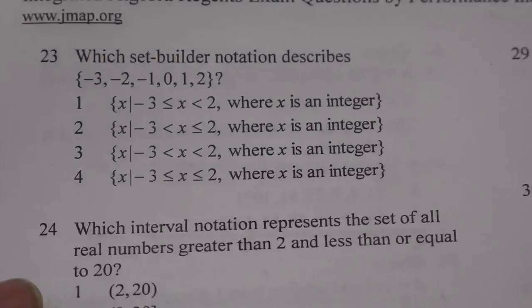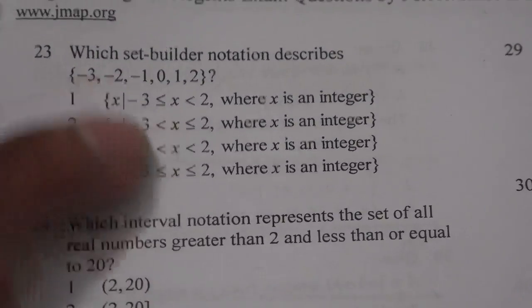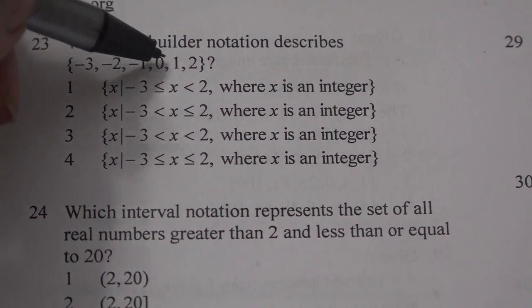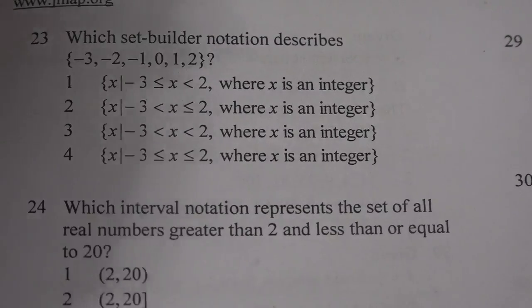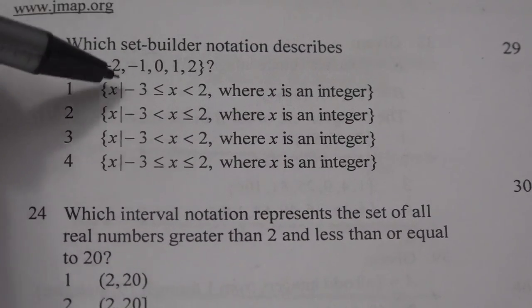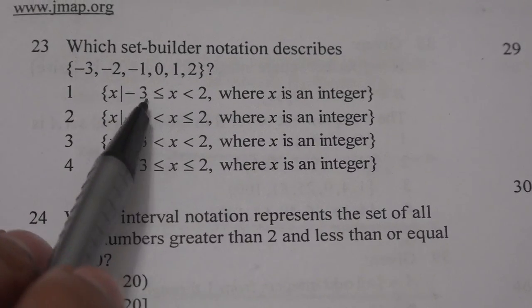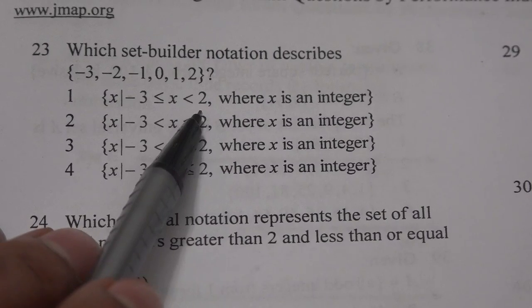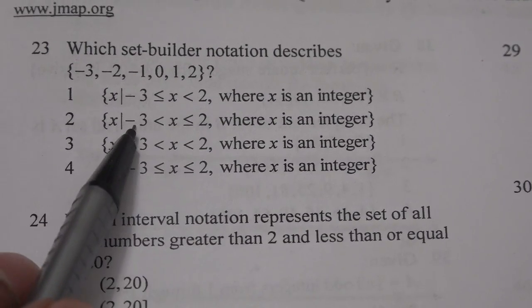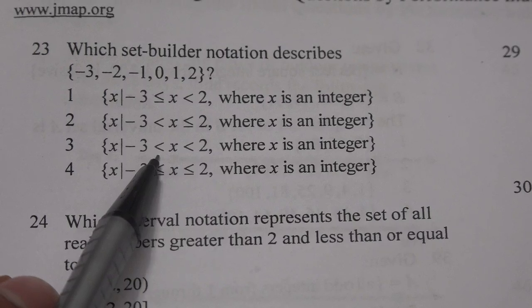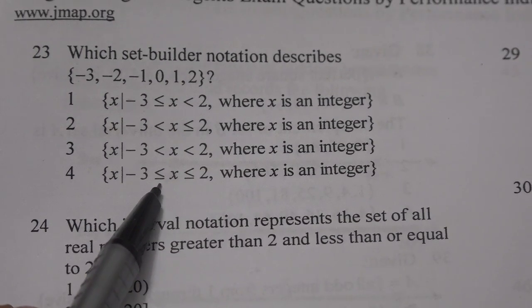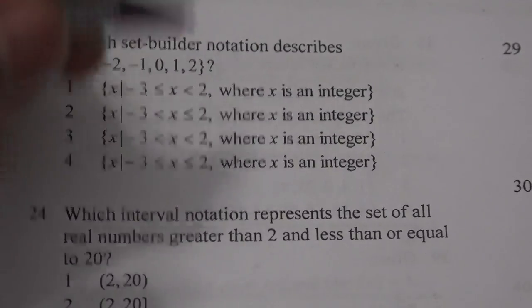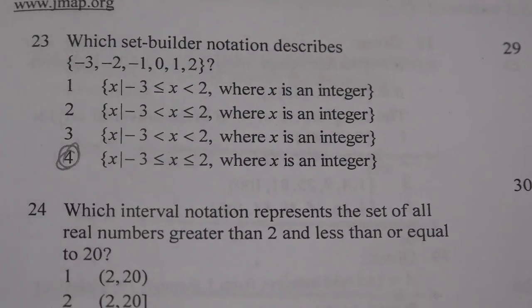All right, so which set builder notation, as this is called, describes -3, -2, -1, 0, 1, 2? Okay. So let's see now. Is -3 included here? Yes. So we're good for the -3. Now, is 2 included? No. Okay, I can't do that then. Is -3 included here? No. Here? No. Here? Yes. Is +2 included? Yes. So it goes from -3 all the way to +2. Hopefully you understand the concept now. Move on.